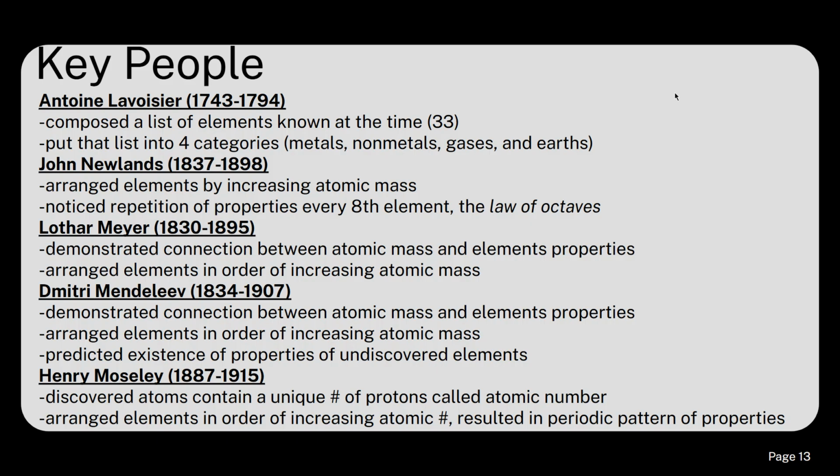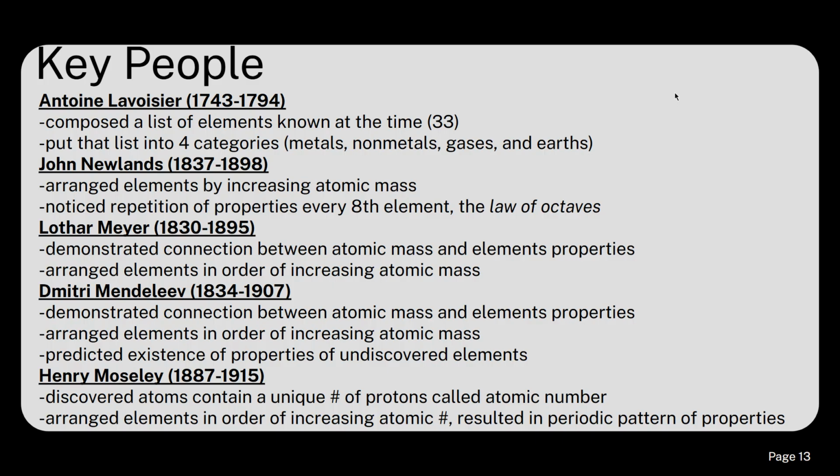So, the key people and key ideas of the people. Antoine Lavoisier is from 1743 to 1794, so he is a decent bit before everybody else. He's in the 1700s, while everyone else important is in the 1800s. He composed a list of elements known at the time, which were 33 elements, and he put that list into four categories, which were metals, nonmetals, gases, and earths.